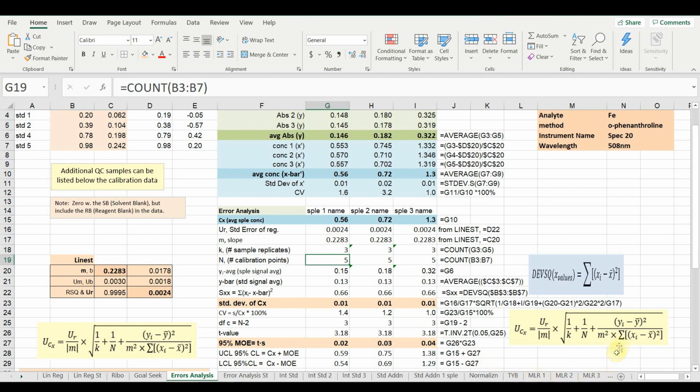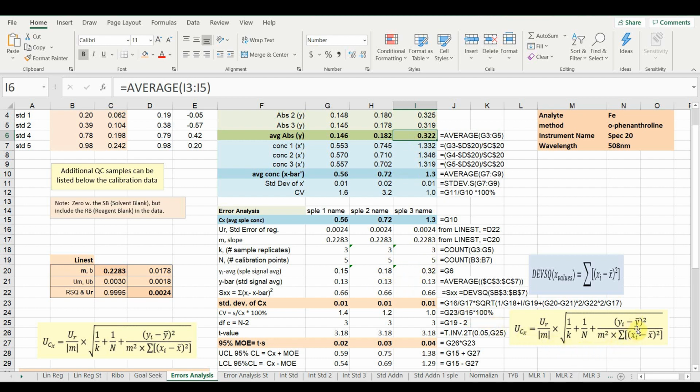Next in our formula we need this numerator term. This is the absorbance of the replicates. It's the average in this case since we have more than one, and that's simply a reference to right here, cell G6. Now we want a relative reference here, and that can be dragged across to all the cells. So for the second sample it would read the absorbance in column H, and for the third sample in column I it will read the average absorbance of the replicates in column I, in cell I6.